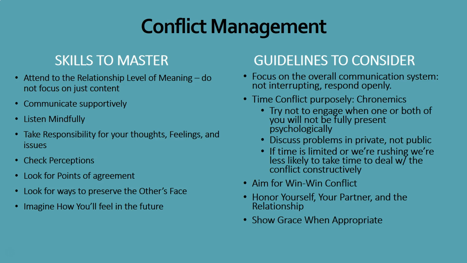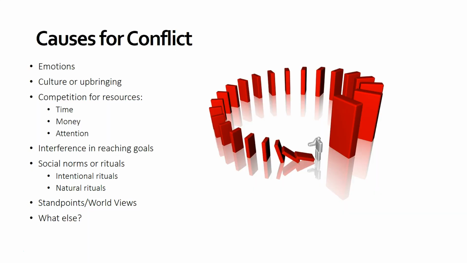Obviously, you want to aim for win-win. So find a way that you can both feel like you came out of the conflict getting something out of it. You want to find a way to honor yourself, your partner, and the relationship. So no matter what type of relationship the conflict is in, find a way that you can both come out feeling like nobody got beat up, basically, and show grace when appropriate. So, in other words, choose your battles. Sometimes it's okay to say, I was in the wrong, and move on.